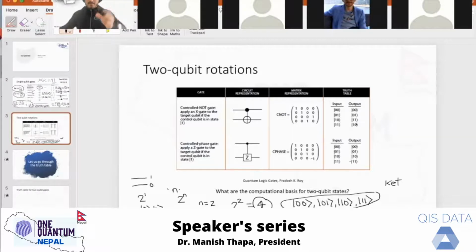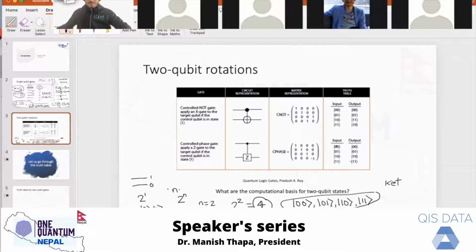So what is happening here? It is conditionally flipping the state of the second qubit. The condition is on the state of the first qubit. Depending on the state of the first qubit, you either change or don't change the state of the second qubit, right? So this is exactly what the CNOT gate is doing. And the C-phase gate works very similarly. So what does it do?